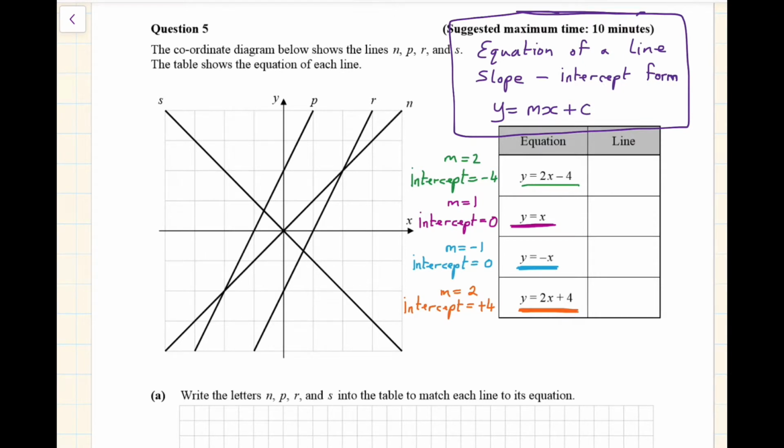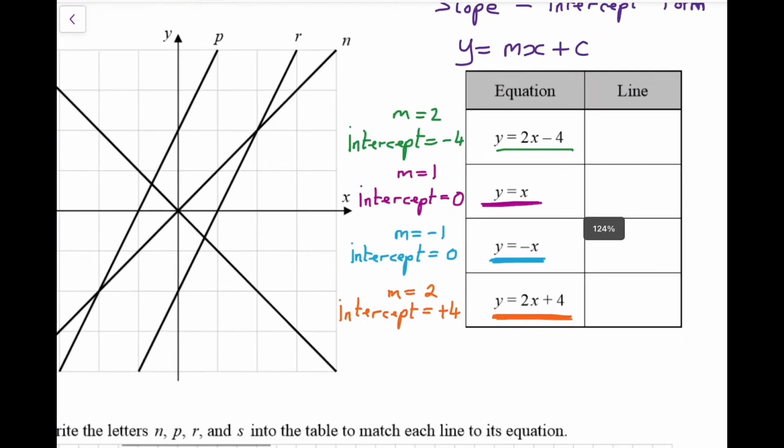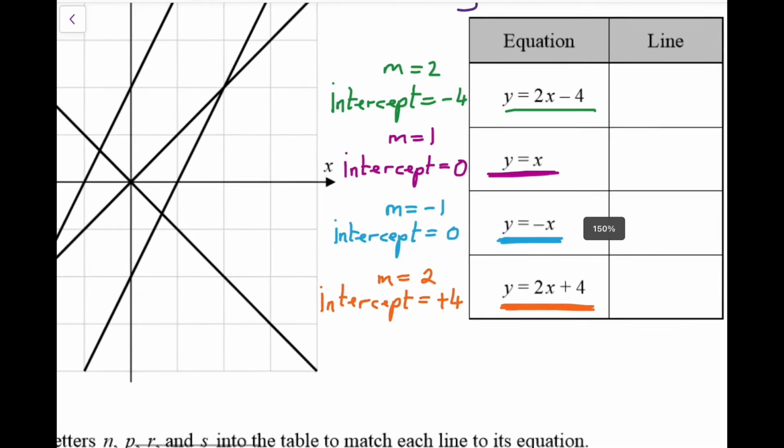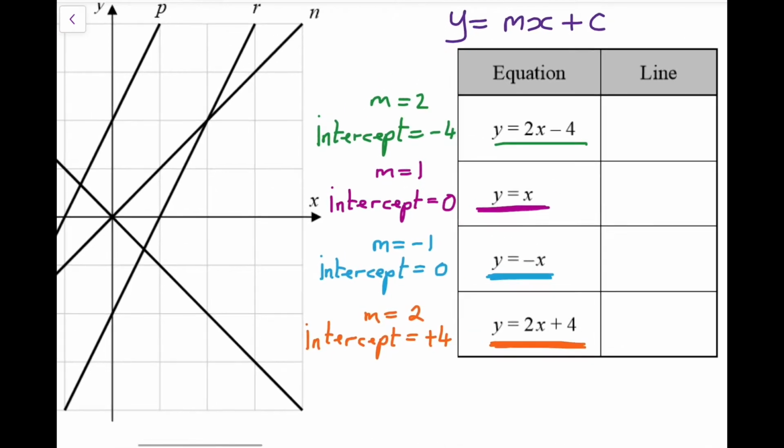Now notice that in this equation the y is on its own with 1y, an invisible 1 of course, and it's a positive 1y as well. So you have to have positive 1y on its own, isolated on the left, equal to mx plus c on the other side. So the slope is the coefficient of x and c is the intercept. All of these equations we've been given are positive 1y, so they're ready to figure out the slope and intercept.